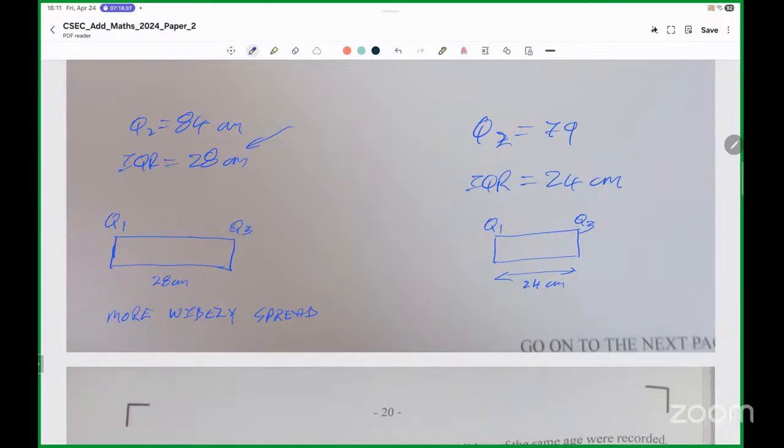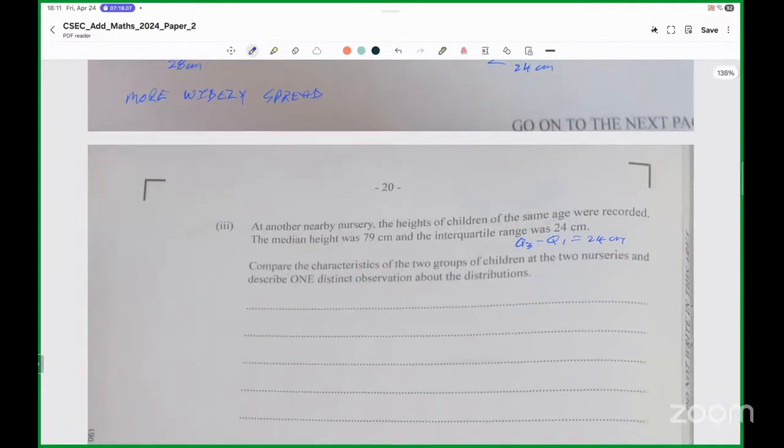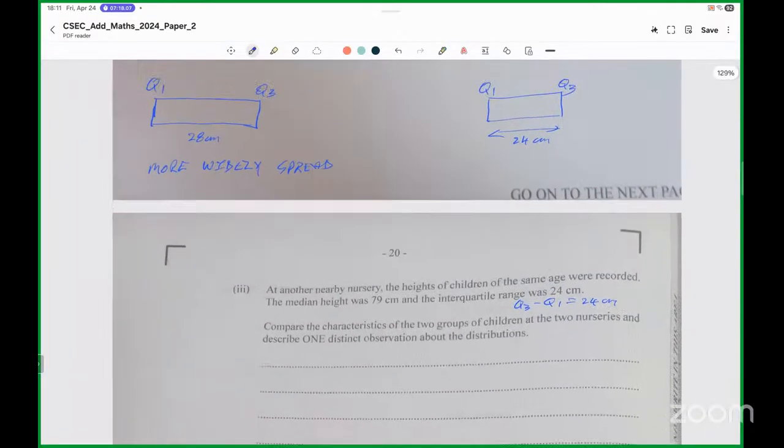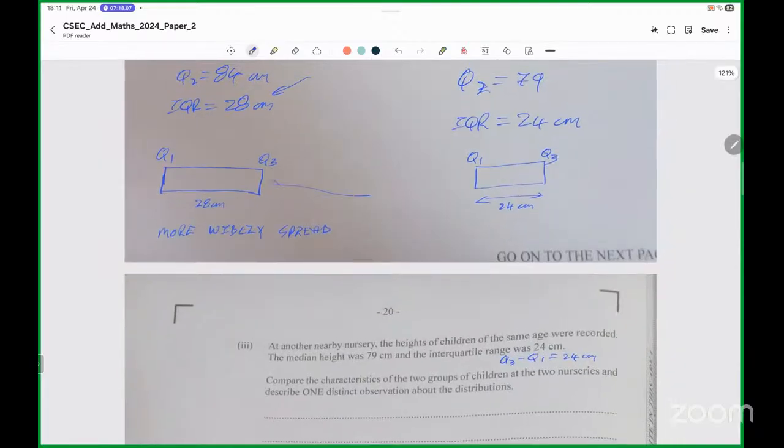Right, and the median is in the middle. I don't know if I need to put the two of them on the same graph. I want to come back to this one because I don't know specifically what explanation they want, rather than just stating what is there, which is the key thing: one is more widely spread than this one, right? Because the interquartile range for this one is 28, while this one is 24.